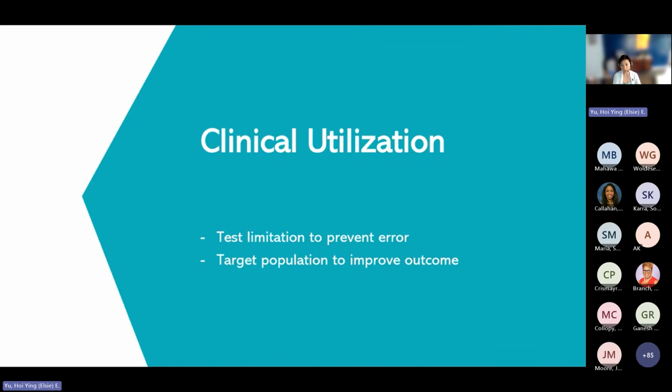In this part, I'll focus on talking about how all tests inherently have test limitations. It's about understanding the test limitations so that we can prevent errors and make sure the test is being used in the right group of patients. And then also talk about the need to target a specific group of the population if we really want to drive outcomes.